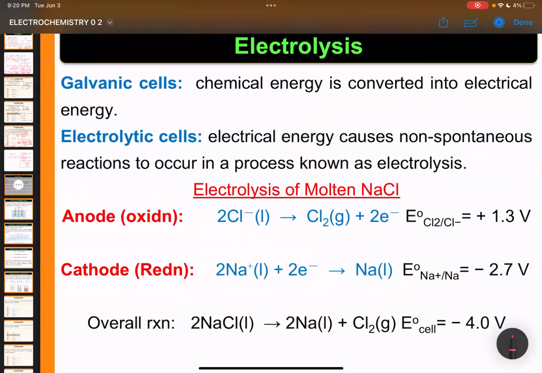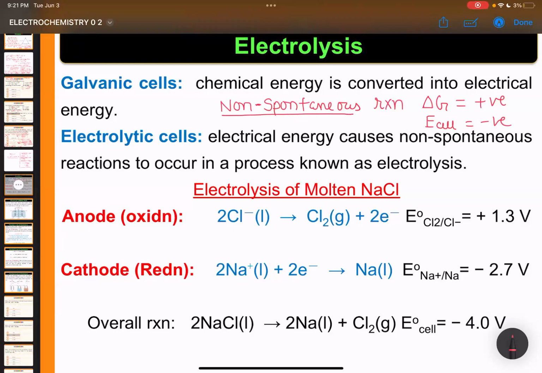Next is electrolysis. Now we are moving to the electrolytic cell. As I told you, there are certain chemical reactions which do not happen on their own. Non-spontaneous chemical reactions. Their Gibbs free energy change is positive, and their EMF of the cell is negative. Such reactions cannot progress on their own.